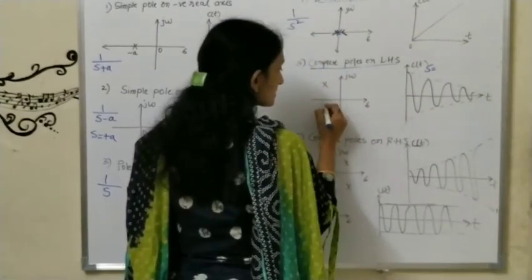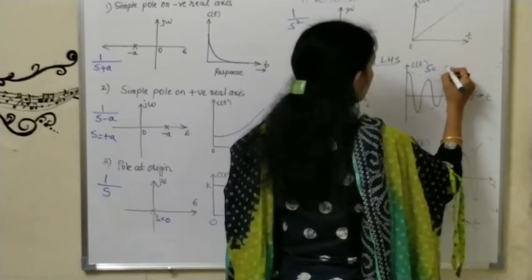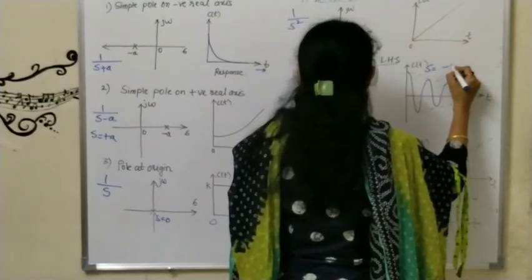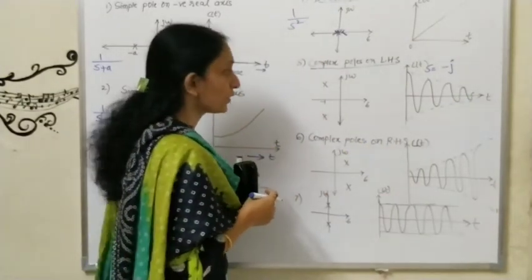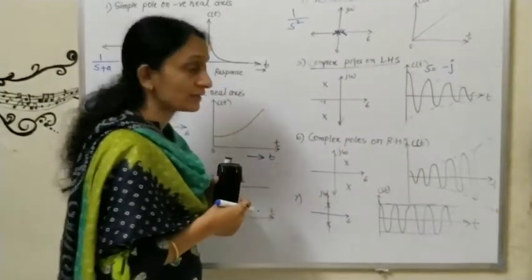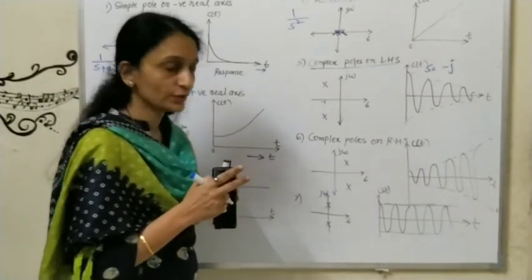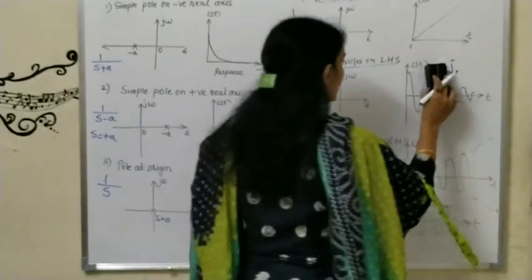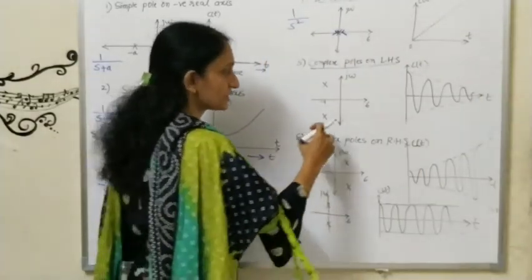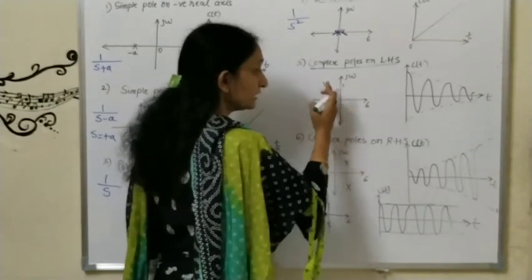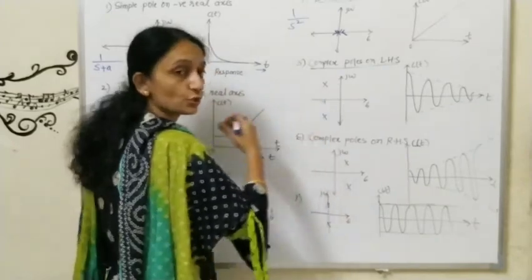Let's take that this is, suppose, minus 1. So s is equal to minus 1 plus or minus j. But as there is a quadratic equation, there will be two poles, two complex poles. Okay, so look at this. Here we are getting the response like this. So the complex poles are on the left hand side. Though these are complex, these two poles are located on the left hand side of the j omega axis.